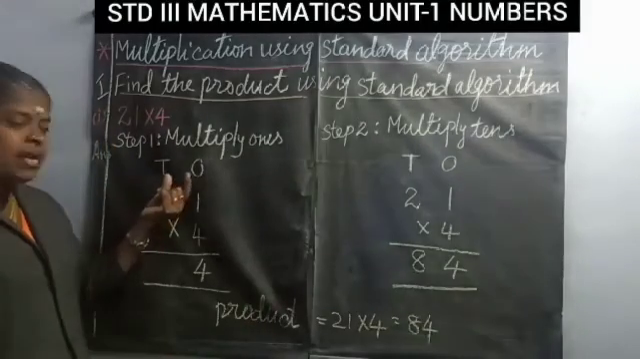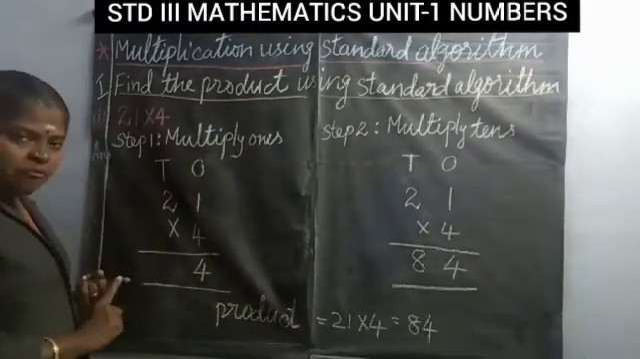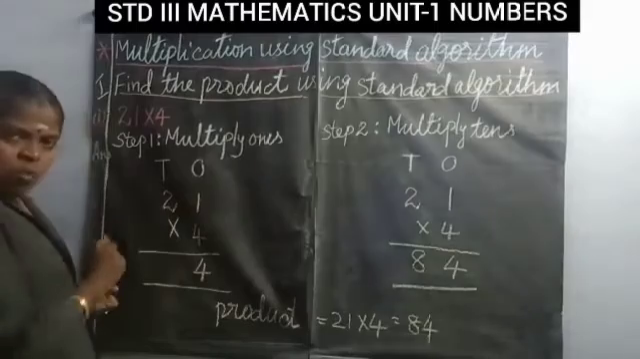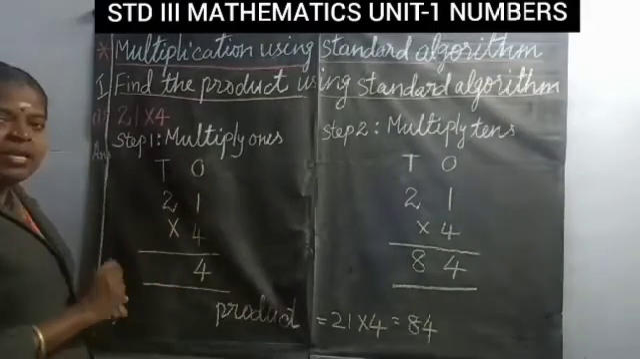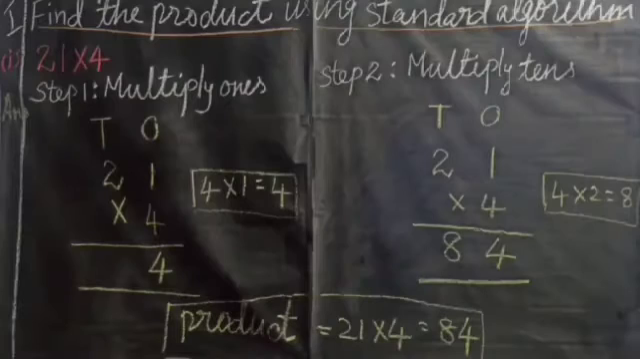First we have to take and write the multiplicand in ones place and tens place. Step 1, multiply the ones. Step 2, multiply the tens. So the product is 21 into 4 equal to 84.